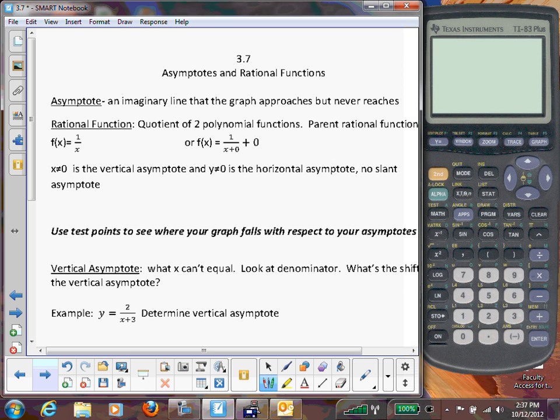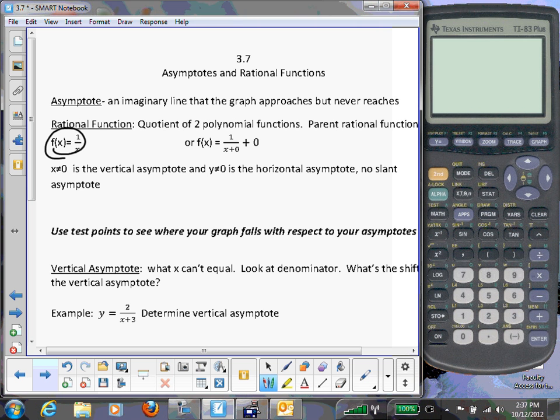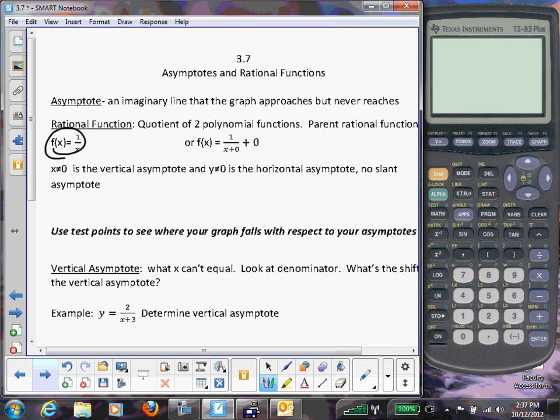All right, we're talking about asymptotes, and we're going to talk about the rational function. This is the parent function 1 over x. All right? We know where to figure out a vertical asymptote. Where do we look for that? Our vertical asymptote is x values. And where do we look to figure out what values x cannot equal? In the denominator, okay?